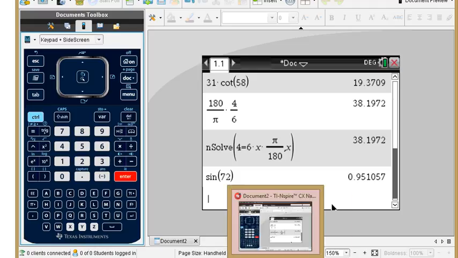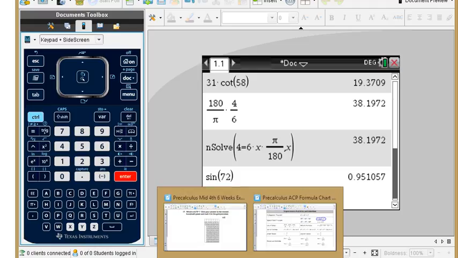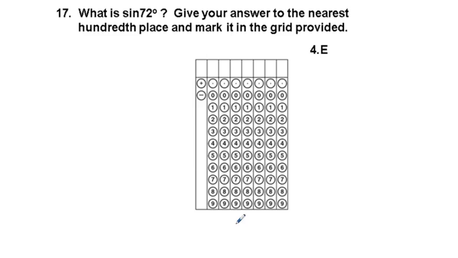Somebody at the beginning of the test asked me, how can you tell if your calculator is set in degrees? Okay, 0.95 would be it. So we'll just put 0.95. So we fill in the decimal point, and we fill in the 9, and we fill in the 5.